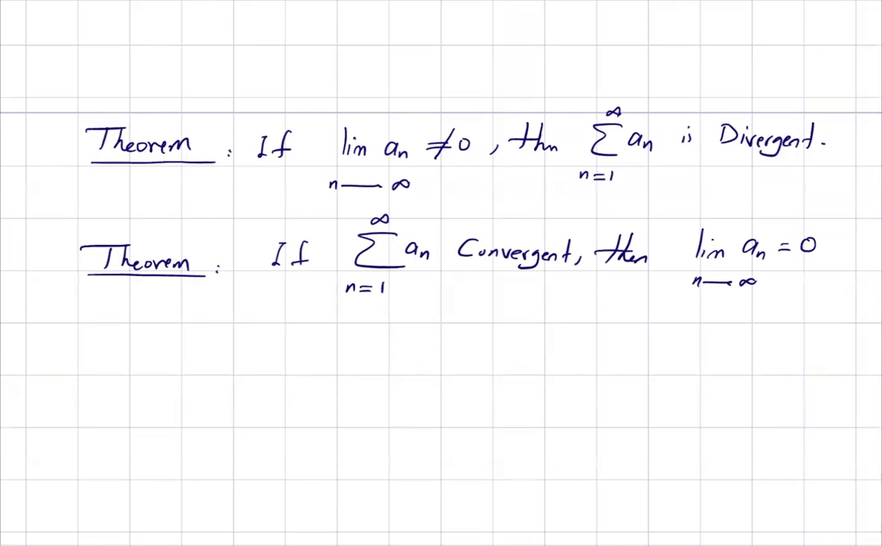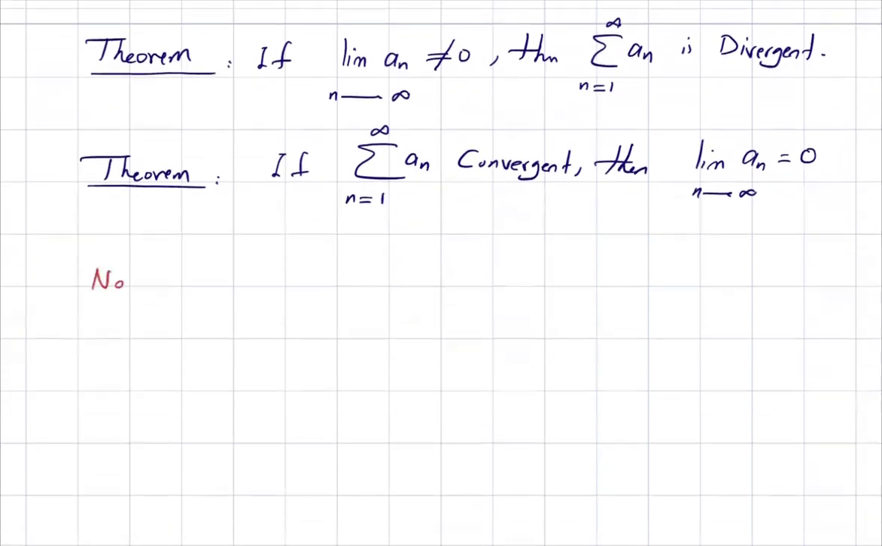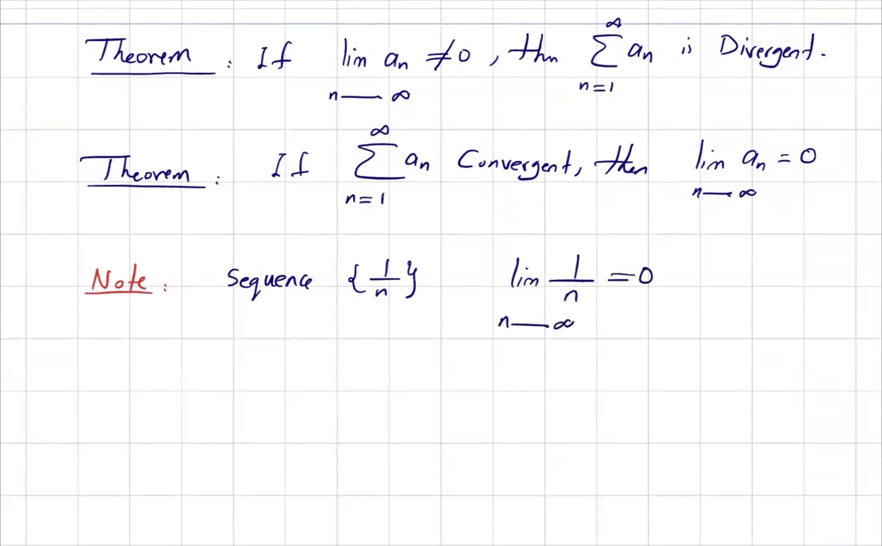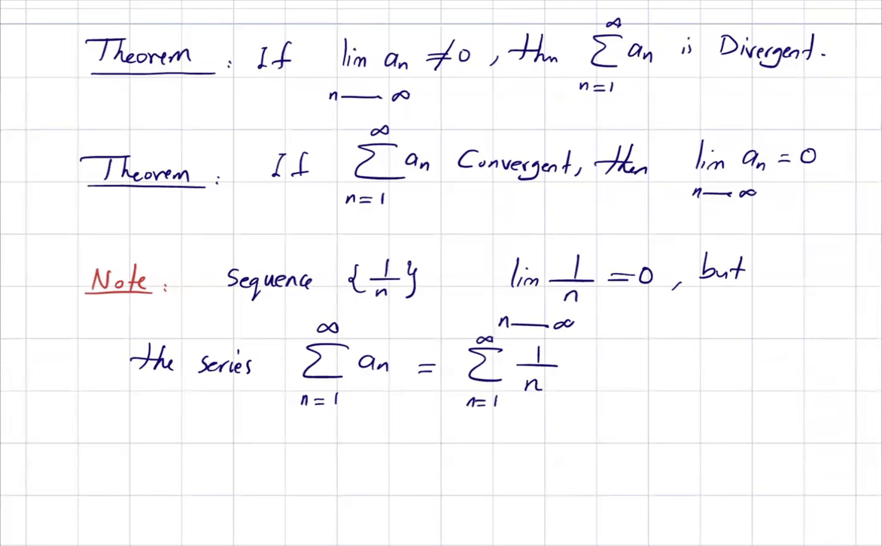And just an important note for you, if you consider the sequence 1 over n, as a sequence, the limit of 1 over n as n goes to infinity is equal to 0. But the series, the summation of an, starting from 1 to infinity, which can be written as the summation of 1 over n, starting from 1 going to infinity, which we call the harmonic series, is a divergent series.